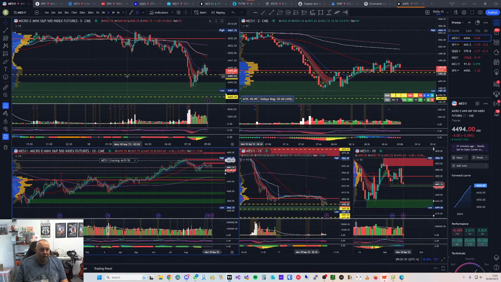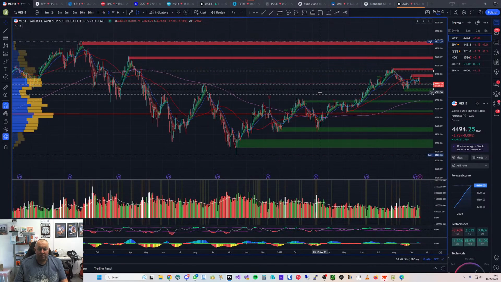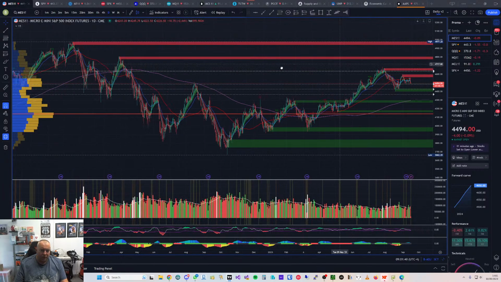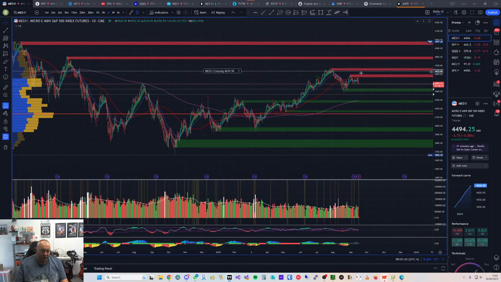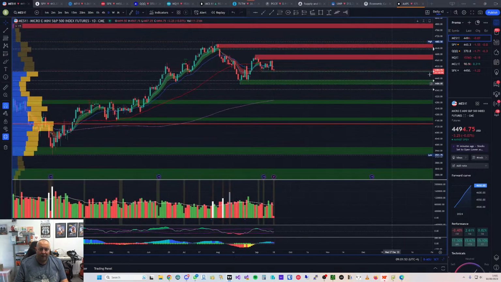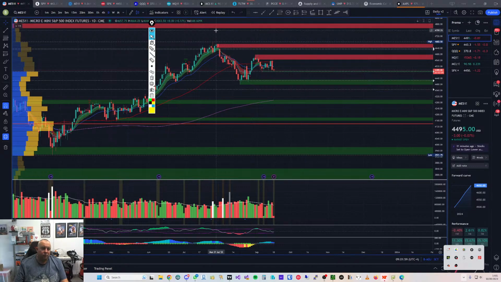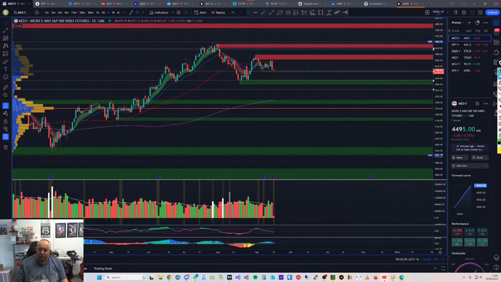Okay, so going back onto the MES, this is the hourly time frame, and I've updated my supply and demand zones a little bit, as you can see. I've got a few daily and a few hourly ones to make it clearer what we're looking at. On the daily chart we've got some important levels to watch out for.